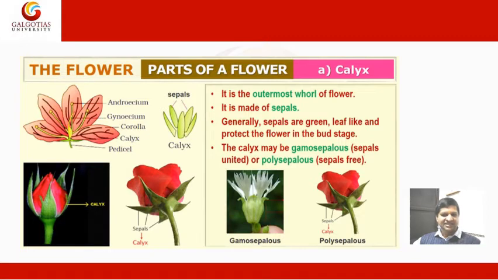Parts of flowers. Flowers have lots of parts like androecium, gynoecium, corolla, calyx and pedicel. Sepals and calyx are also there. It is the outermost whorl of the flower. It is made of sepals. Generally, sepals are green, leaf-like and protect the flower in the bud stage. The calyx may be gamosepalous, sepals united, or polysepalous, sepals free.